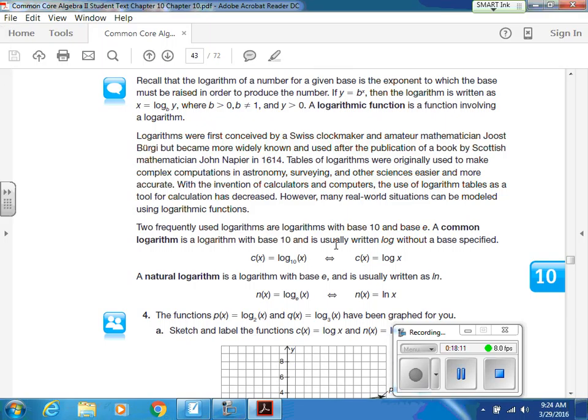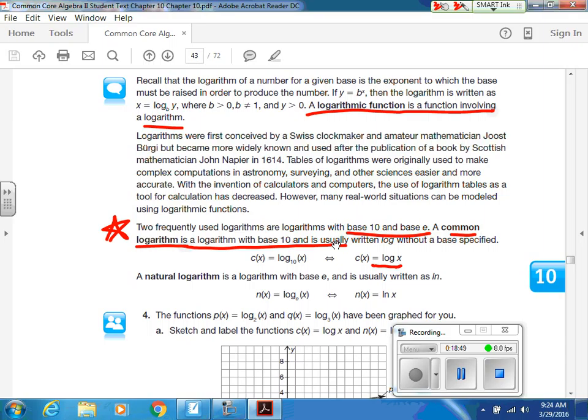So we've talked about exponential functions. A logarithmic function is a function involving a logarithm. There are two frequently used logarithms. One is a base of 10 and the other is a base e. Common logarithm is a logarithm with a base of 10. And if you see a log written like this, where there's no base indicated, that's 10. It's a common log. It's 10 and we don't write it. This is the one your calculator will do. Your calculator will do this one and this one.